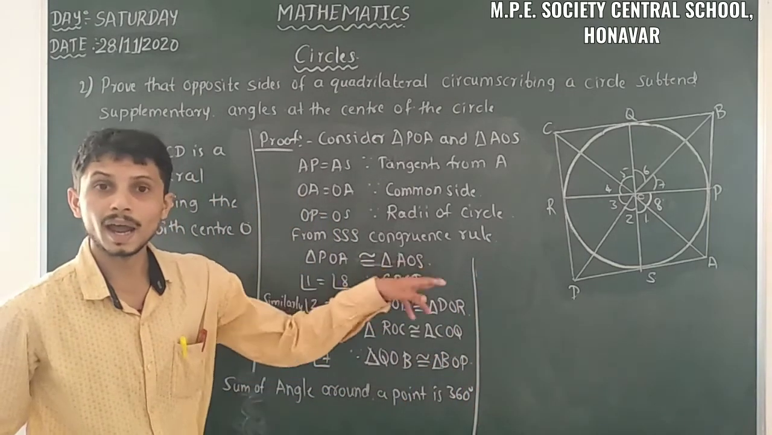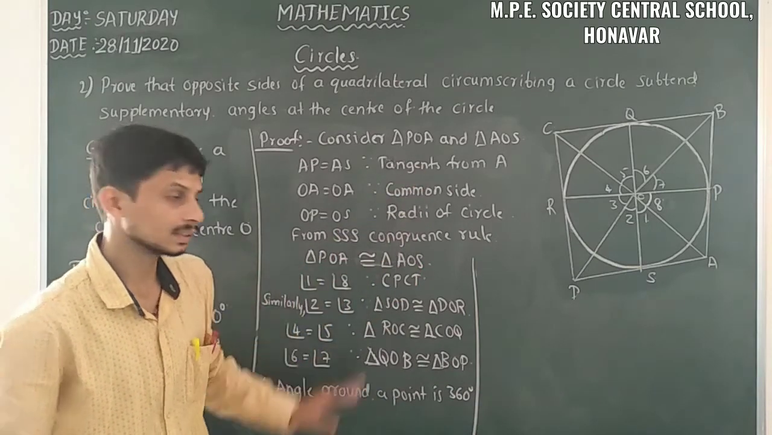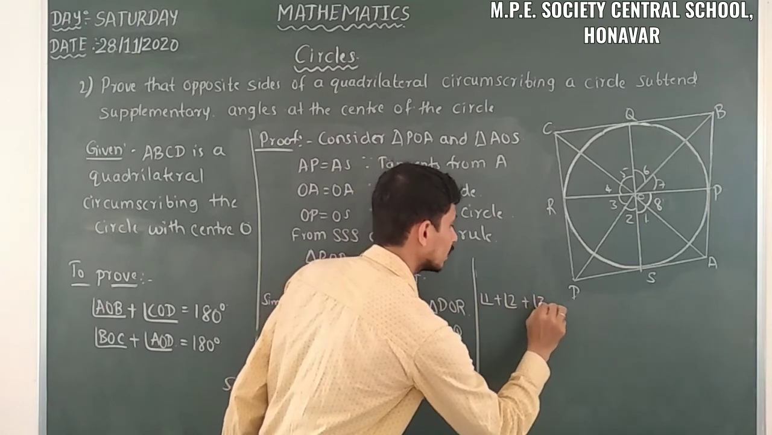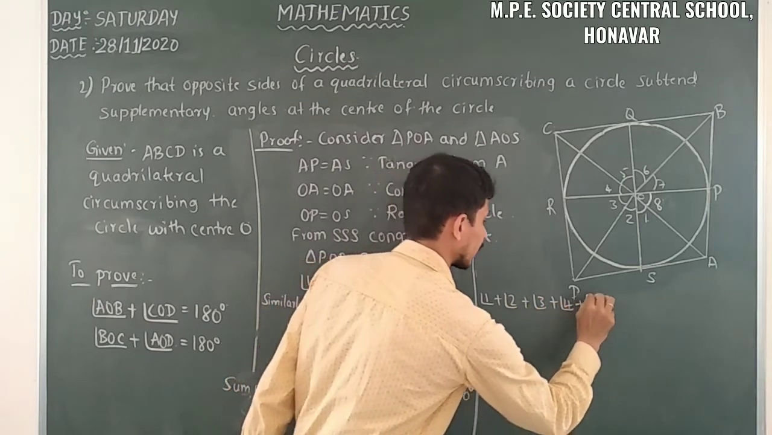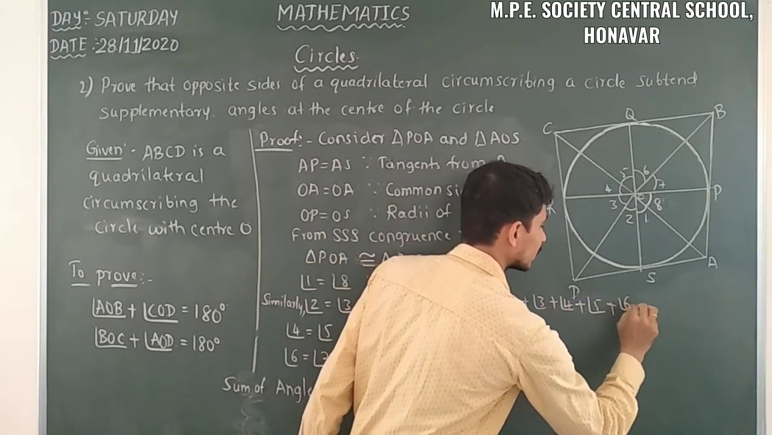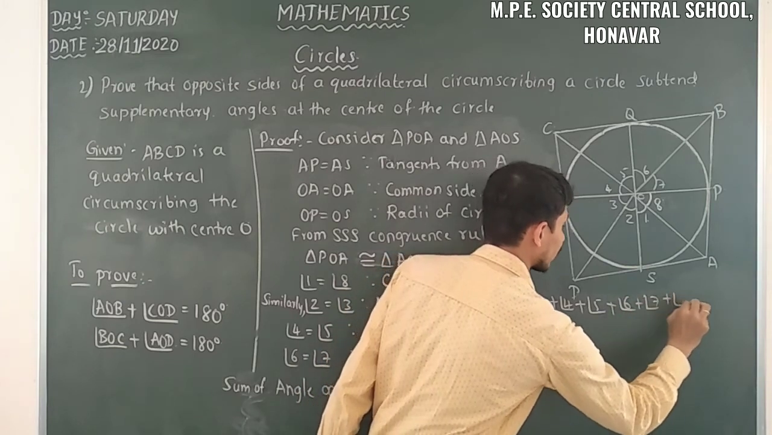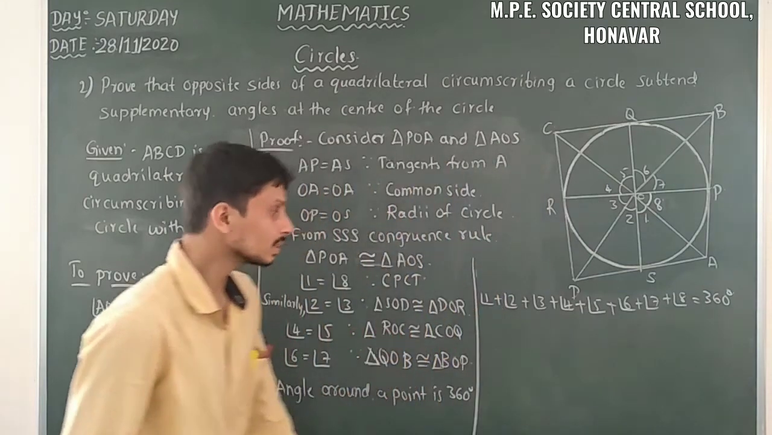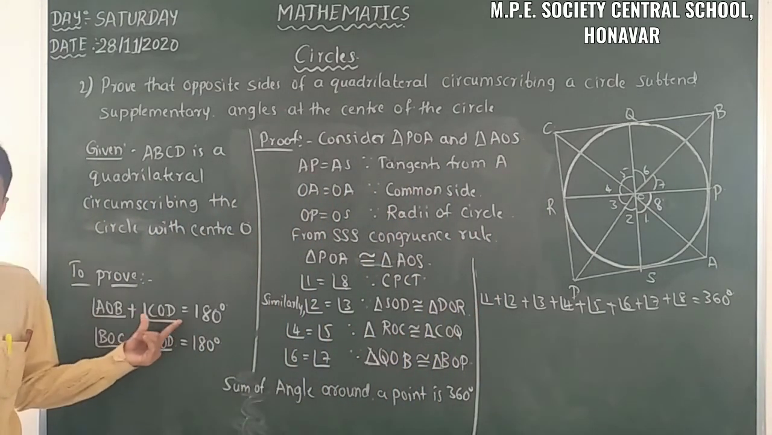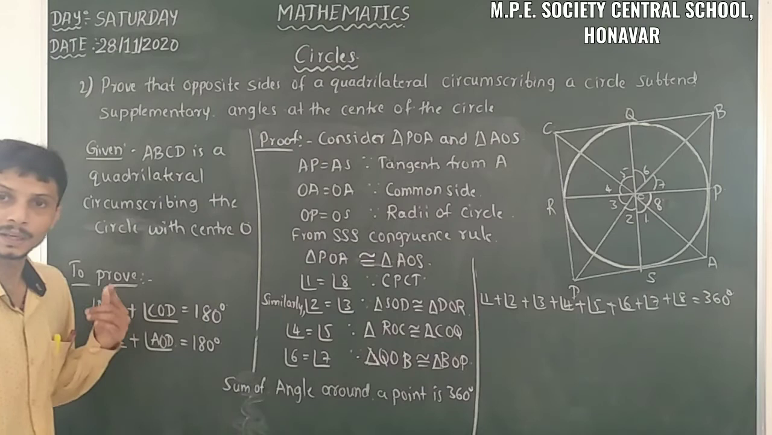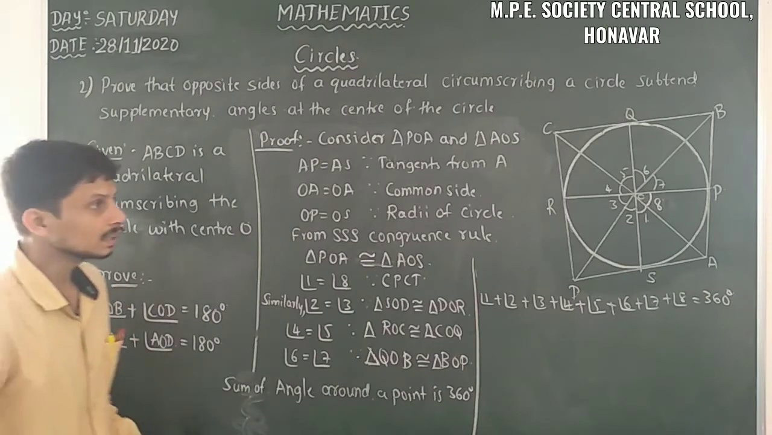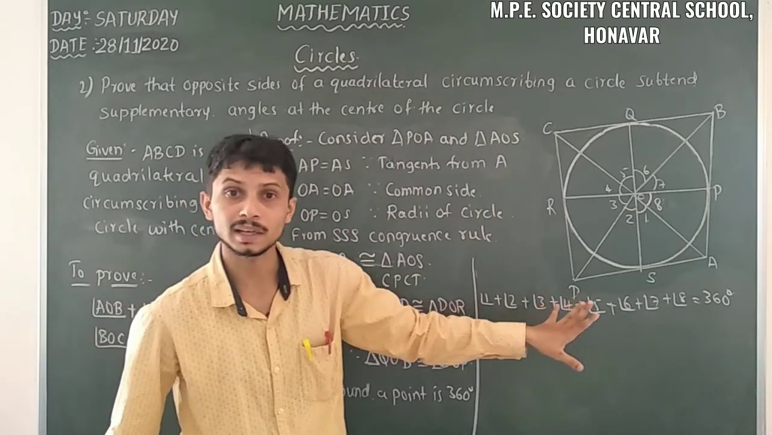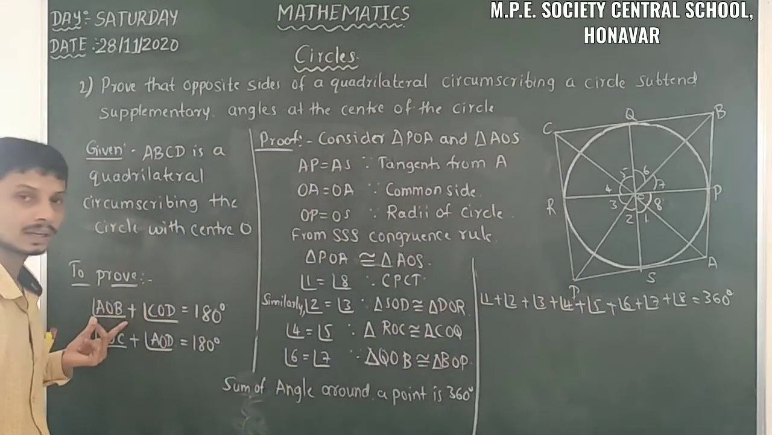That means when we add all these angles, we get 360 degrees. That is, angle 1 plus angle 2 plus angle 3 plus angle 4 plus angle 5 plus angle 6 plus angle 7 plus angle 8 is equal to 360 degrees. Here just observe, we want angle AOB plus angle COD is equal to 180 degrees. Angle 7 plus angle 8 is angle AOB.